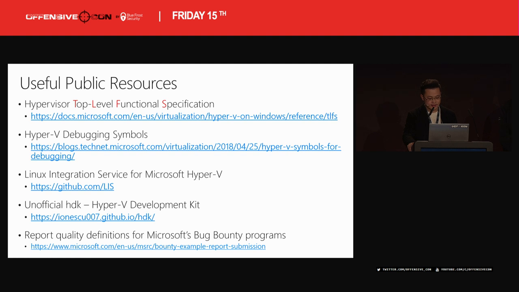And the third one is the Linux integration services. It is available on GitHub. It contains some structure definitions and even some functions to help you directly issue hypercalls. The fourth, HDK, is reversed by Alex. It contains many structure definitions, which should be useful for writing hypercall mutations. And the last one is the report quality definitions. So if you want to get more money from the bounty, then study it.